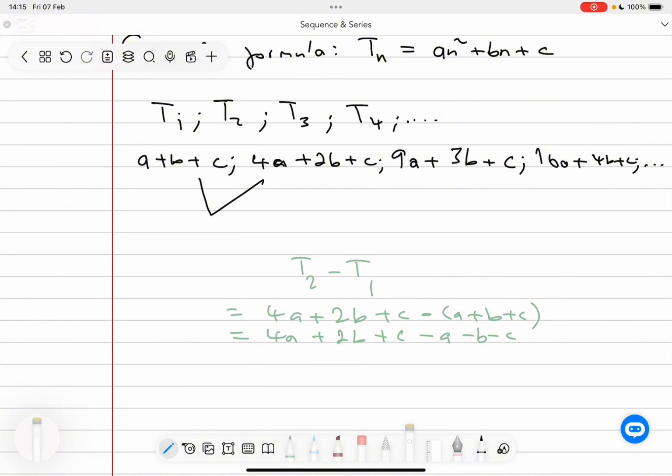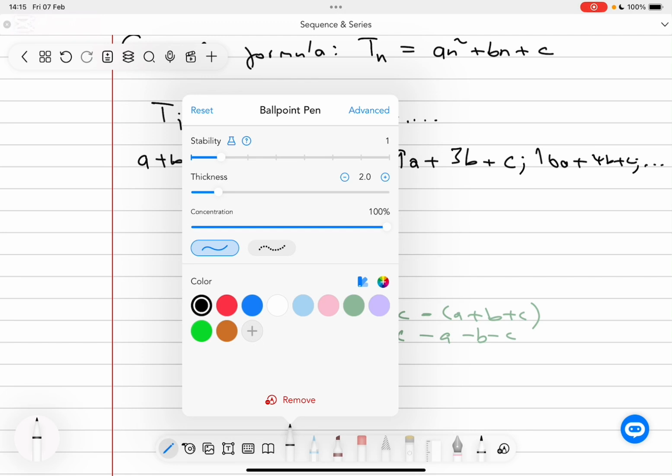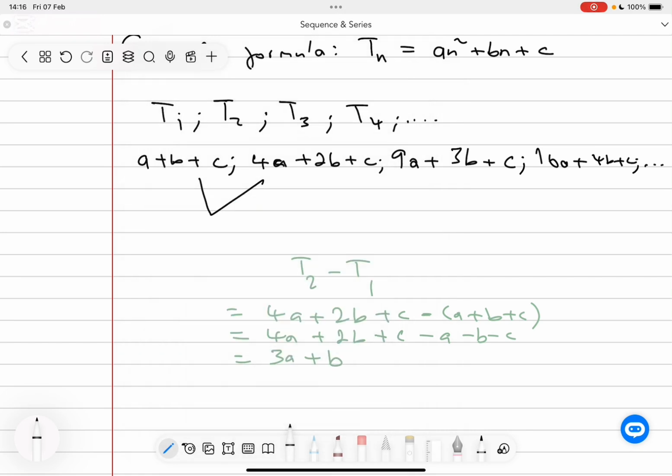Now, if we do our like terms here, we can see that the a and the 4a are like terms. So this would give me 4a minus a, that should be 3a. And the 2b and the negative b are also like terms, so I'm going to be left with b. The c and the c are also like terms, and they give me 0. So we have a plus 0 here, an invisible 0 there at the end. Now this means that our first difference is going to be 3a plus b.